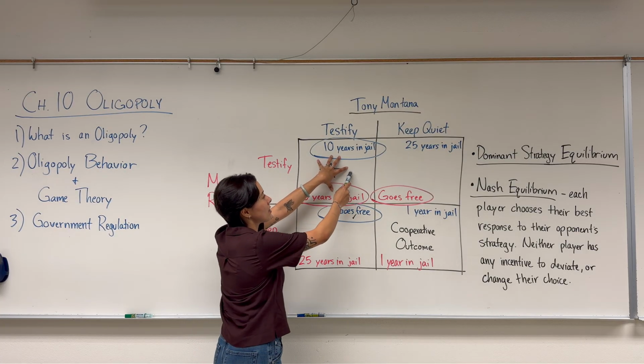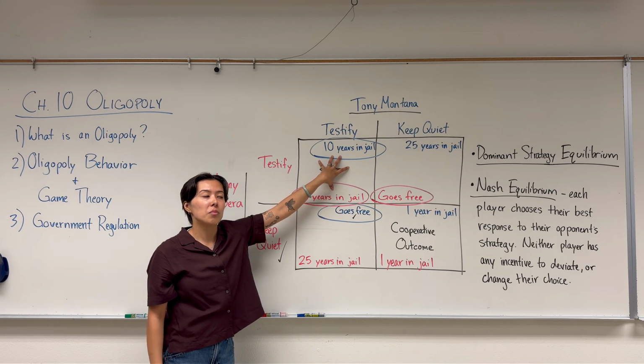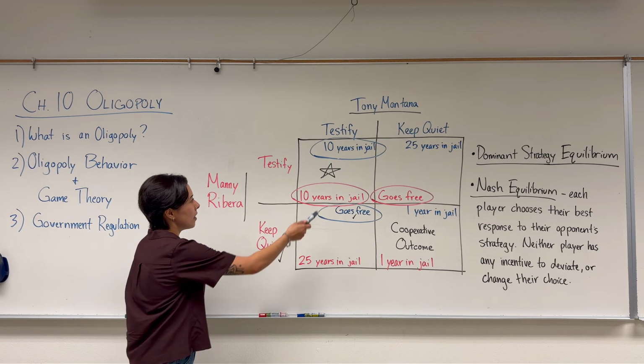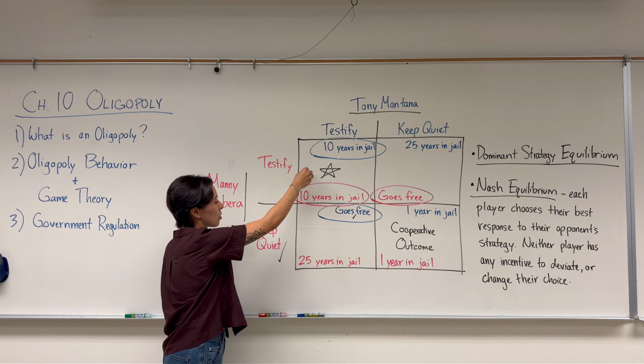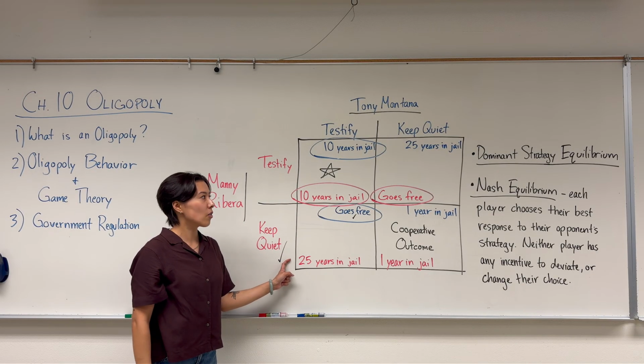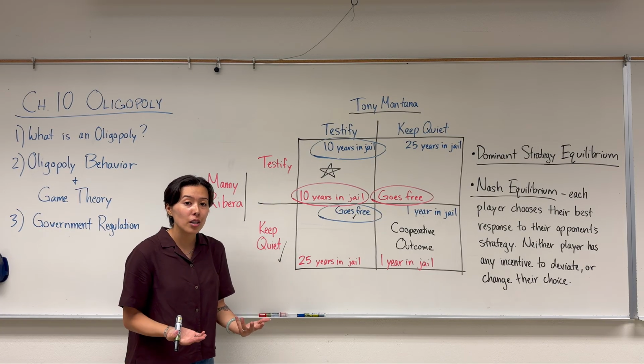If Tony were instead to choose to keep quiet, now he has to spend 25 years in jail. Same thing for Manny. If we're here in this Nash equilibrium, then there's no reason that Manny is going to want to switch from testifying to keeping quiet. It would actually hurt him to do so.